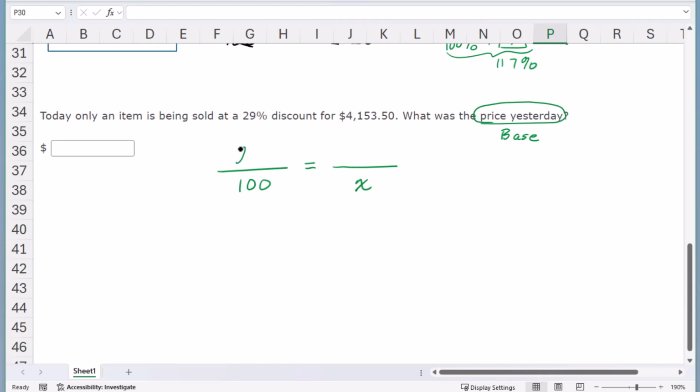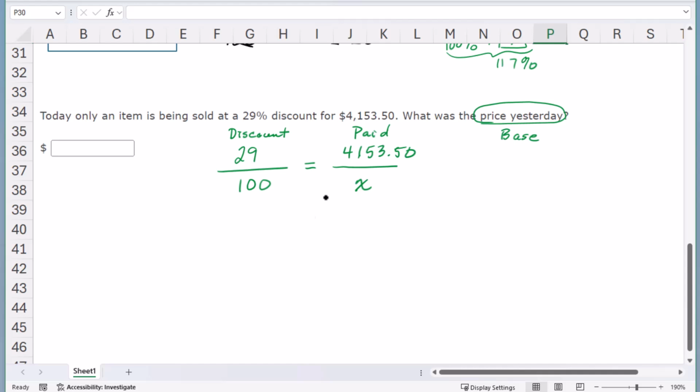Now I have a 29%, and then I have $4,153.50. But wait, there's a problem because this is the percent that the price was discounted. This is the percent that was paid. Those don't correspond to each other. If you work out the algebra on this, you'll think that $4,000 is the amount of the discount off the original price.